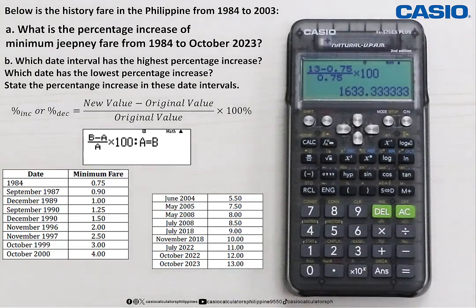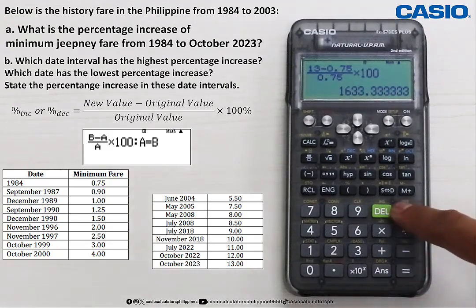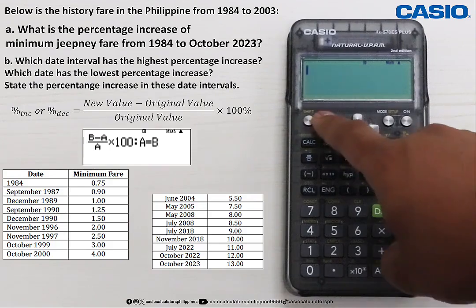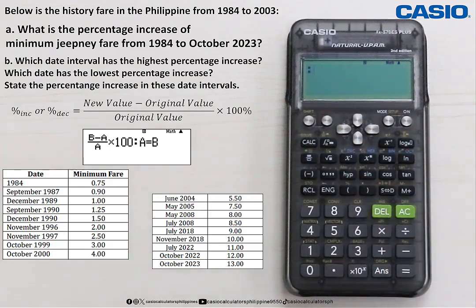Now, to find which date interval has the highest percentage increase and which has the lowest percentage increase, we need to use a certain function, which is the multifunction. The multifunction is the column that is written in red. To access it, we need to use the alpha button.